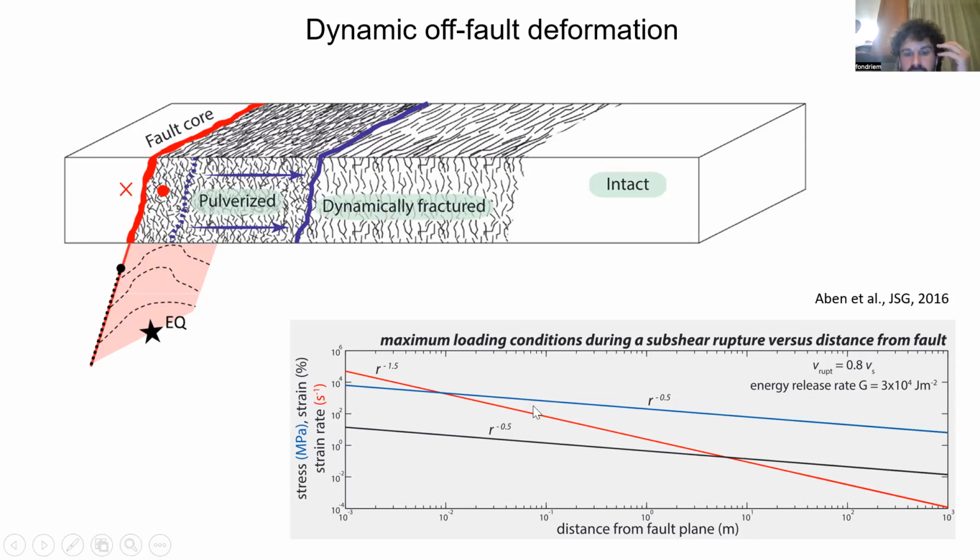And from rock deformation experiments, we know that in the lab we are able to dynamically fragment and fracture rock, especially non-porous rock, at strain rates of the order of hundreds per second (s^-1). So this means that for a general sub-Rayleigh rupture speed, we can dynamically pulverize and fragment our rocks at distances of a few centimeters from the main fault plane.